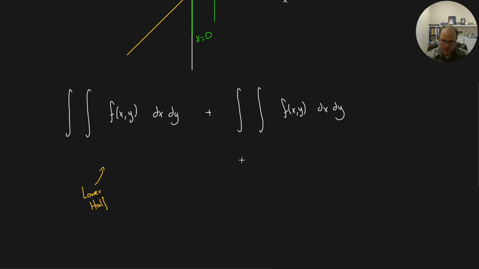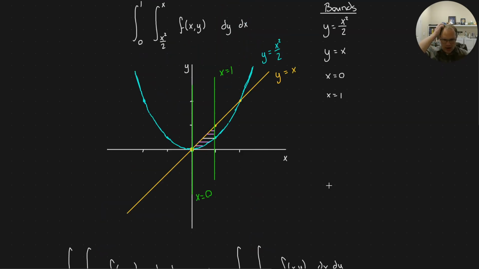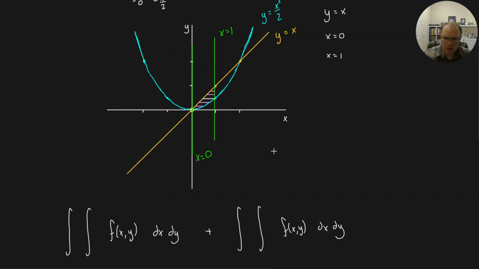Lower half, upper half. Okay, so let's do the lower half first. For the lower half, what we want to do first is, we're only worried about this half here. Okay, maybe I can make this a little more noticeable. There we go.